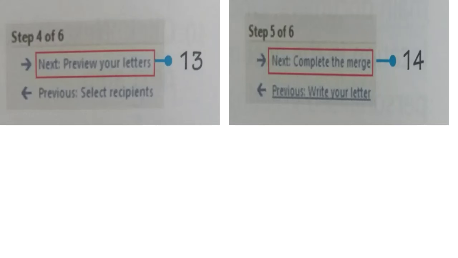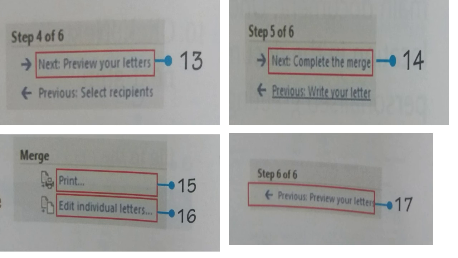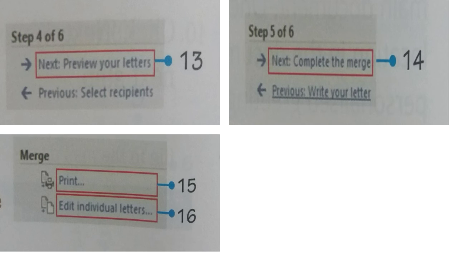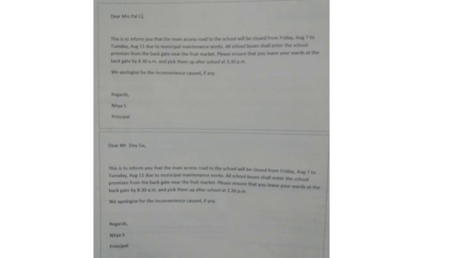In the Mail Merge task pane, choose Print to create a PDF file of the merged document or to print it. To make corrections to a particular letter from the merged document, choose Edit Individual Letters from the Mail Merge task pane. To preview the final merged document, click on Preview Your Letters. Here are a few samples of the final document after mail merge.